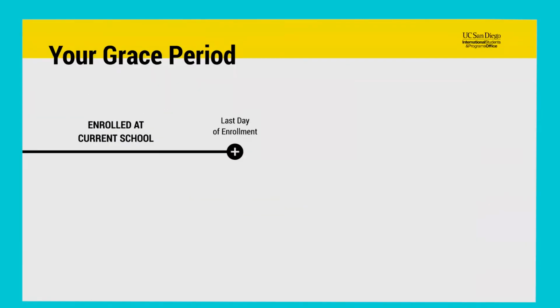So one thing to understand first when you're talking about release date, or when UC San Diego will have access to your SEVIS record and when we'll be able to issue you an I-20 using that same SEVIS ID number, is to basically understand your grace period and also understand when you will choose a SEVIS release date. So if you're currently enrolled at your current institution now, so let's say you're in high school, you want to note when is your last date of enrollment.